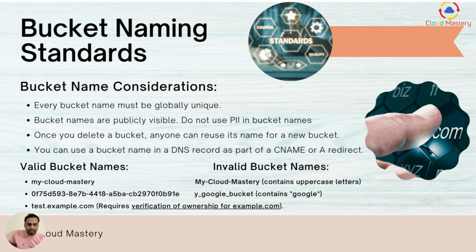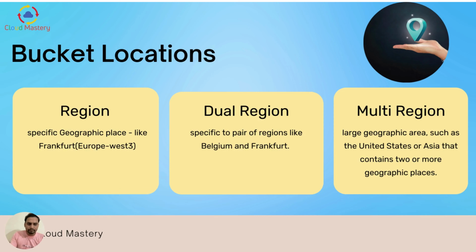So now let's talk about bucket locations. Let us try and understand bucket locations. We have three types of locations: regional, dual-region, and multi-region. You might know the concept of regions and zones. A region is basically a geographical location, like Europe West 3, Europe West 2. Europe West 3 is Frankfurt, Europe West 2 is London, Europe West 1 is Belgium. So these different geographical locations are called regions.